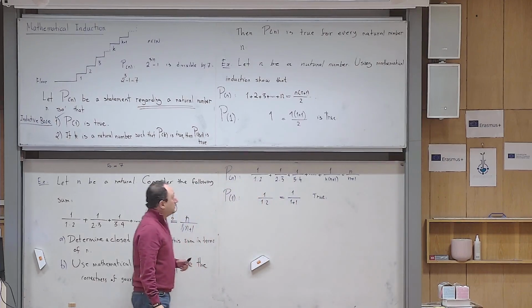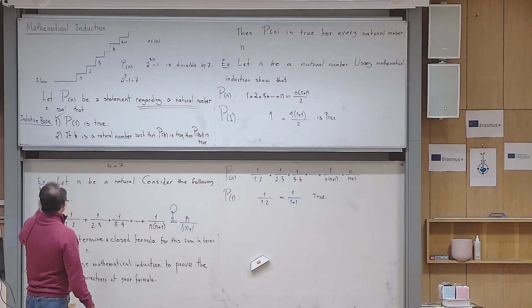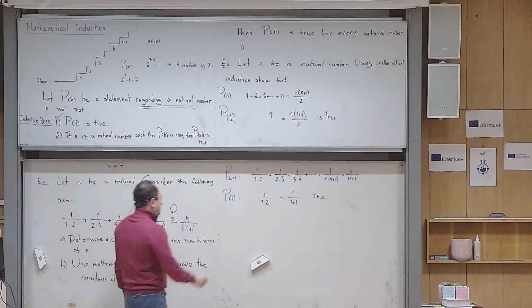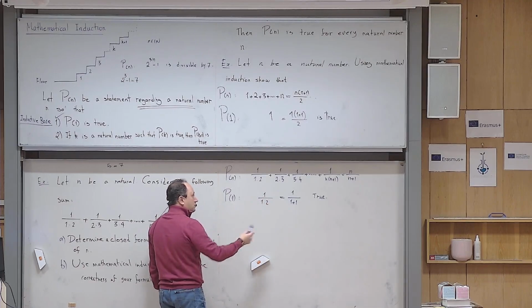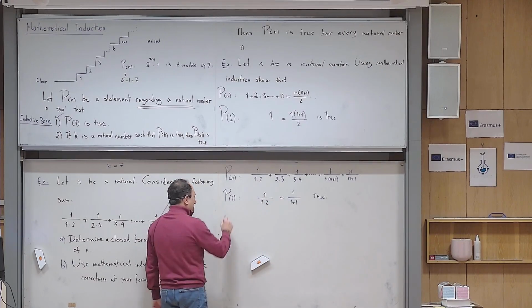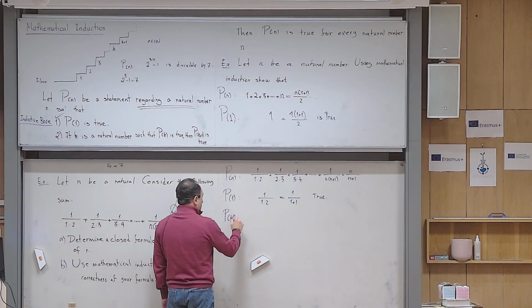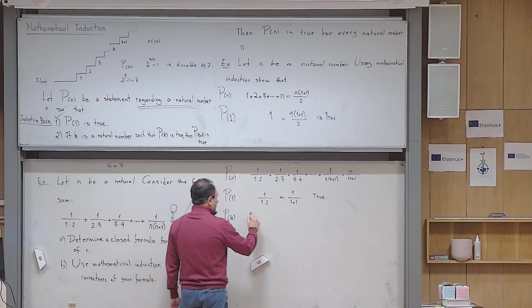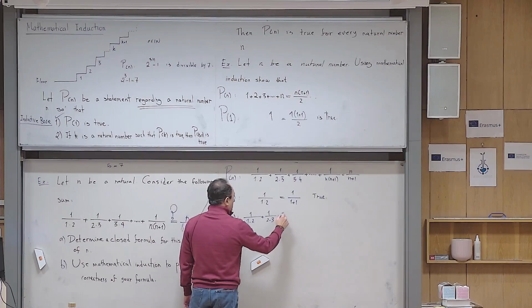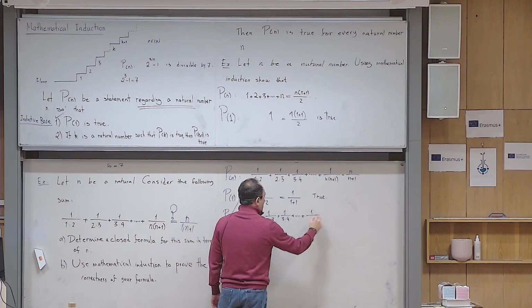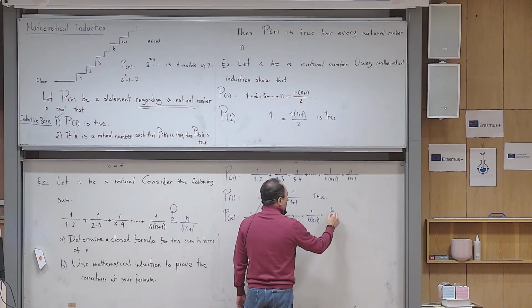Okay? You need to write that sentence in the exam, but if it is not an exam, you don't need to worry. So you say that let k be a natural number so that P of k is true. We prove that P of k plus 1 is also true. But let me just write this. P of k is what? 1 over 2 plus 1 over 2 times 3 plus 1 over 3 times 4, and then I continue, I reach 1 over k times k plus 1.